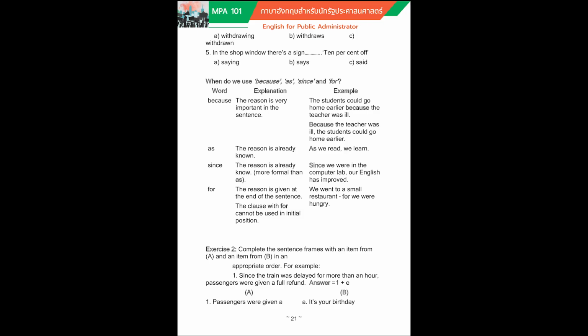On page 21 you have homework using since, as, because, and for. Please make a sentence by yourself, for example: since it was raining this morning I couldn't come to work. You have to think and write it yourself. Please do your homework, don't ask someone to help you.